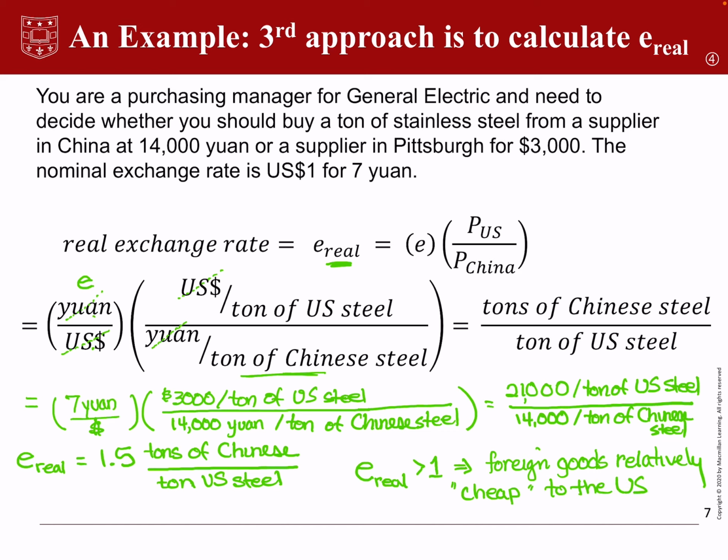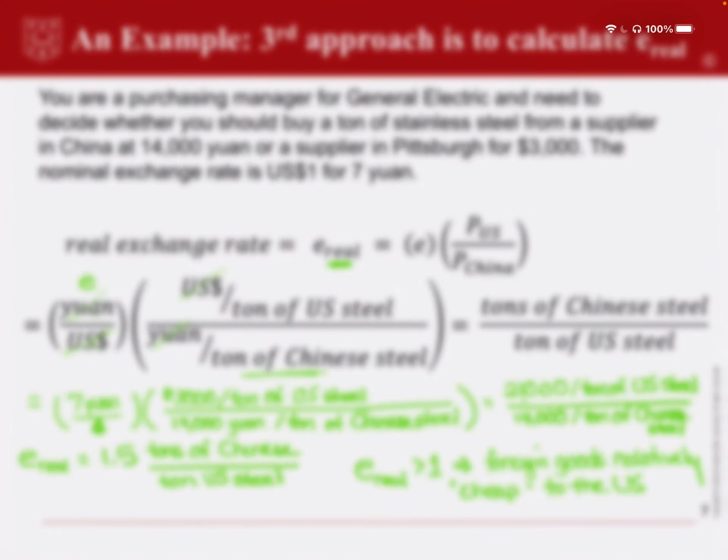And another way to think about this, and again, we already knew this, so this is another way of saying, and we're going to keep seeing this again and again as we go through these notes, that what the purchasing manager should do is buy steel from China because it's relatively cheap.